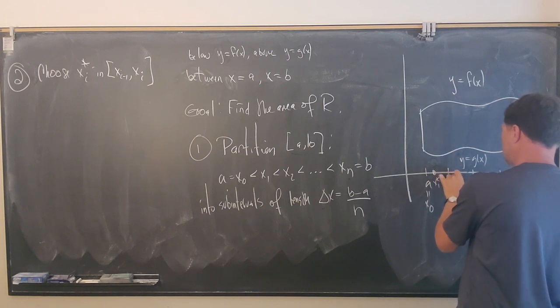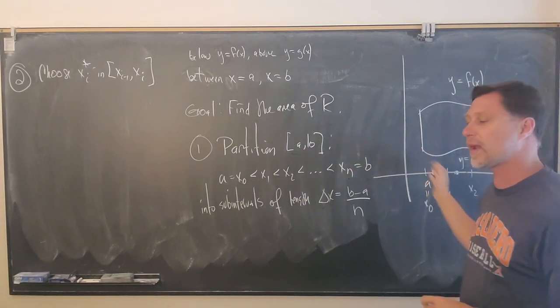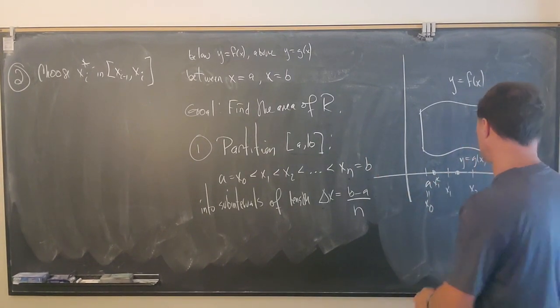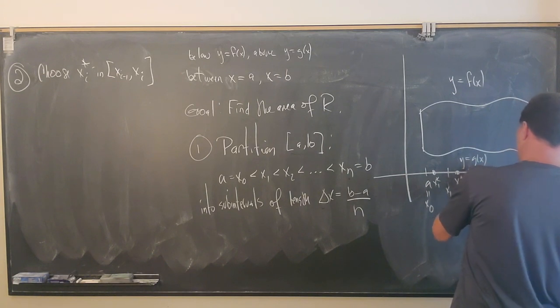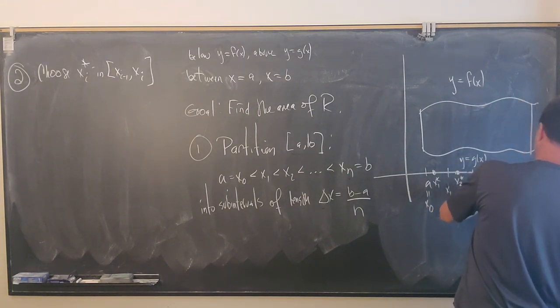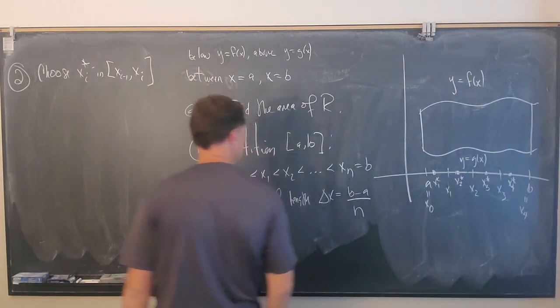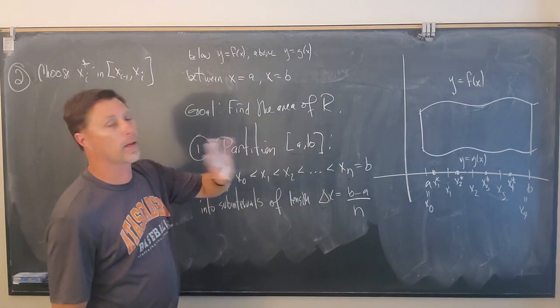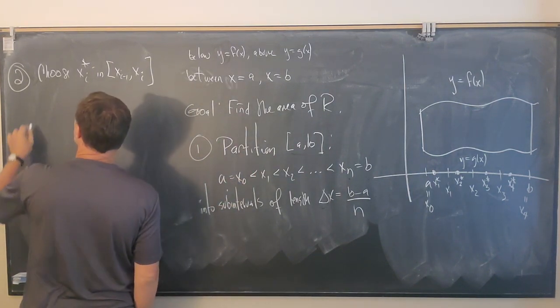In the second subinterval, just pick a point. It doesn't matter. I can pick the midpoint, the left endpoint, the right endpoint, or any other point in between. And I'm going to call that one x2 star, x3 star, and then the last one, and it does not matter where I choose it, x4 star. So pick a point.